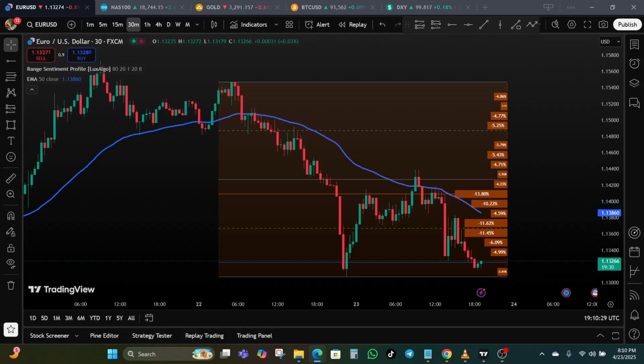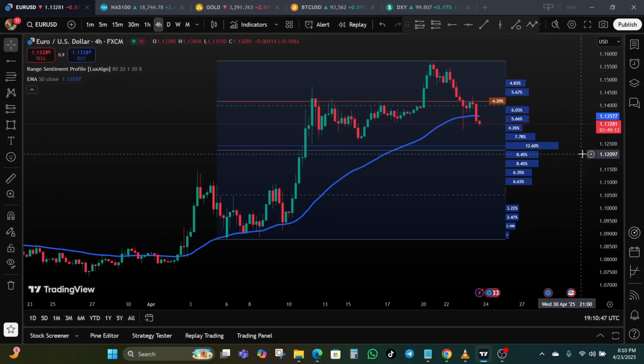Now, not every range is tradable. Skip messy zones with overlapping clusters and inconsistent sentiment. Ideal setups form clean, well-respected zones with obvious sentiment changes at the boundaries. Use higher time frames to spot major range structures, and then you can drop down to lower time frames for precision entries.